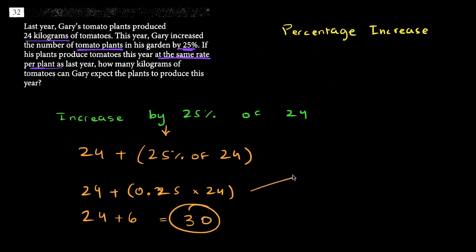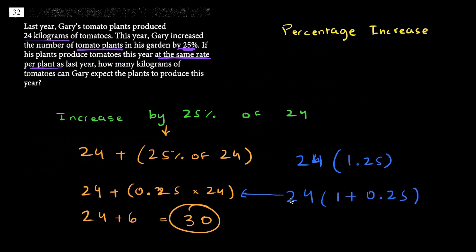Okay? I'm writing it this way so that you can understand, but usually when you get good at it, you should understand that an increase by 25% means that we're going to take 24 and multiply it by 1.25. Okay, it's the same thing as writing 24 times 1 plus 0.25, which is the same thing we did right here.